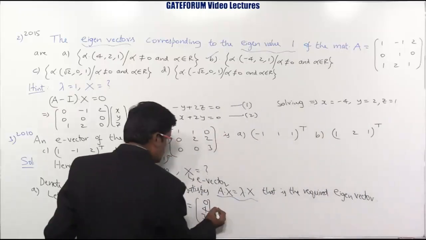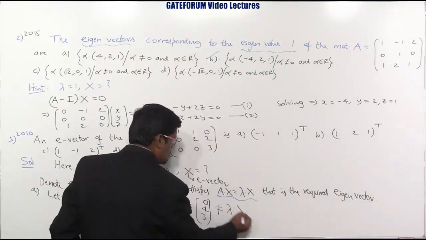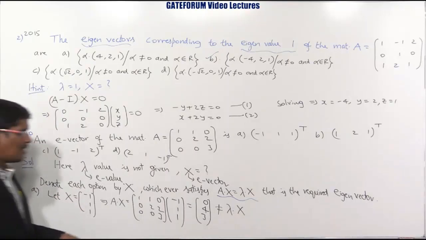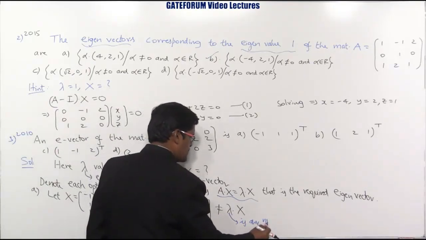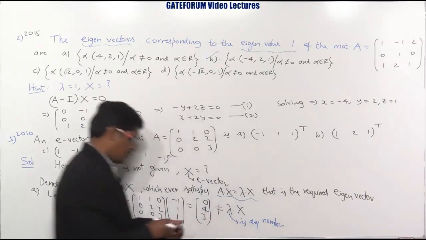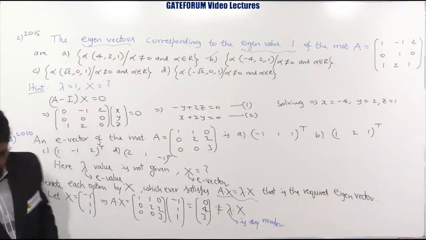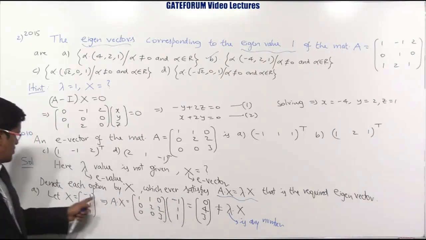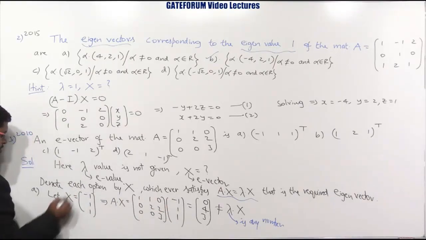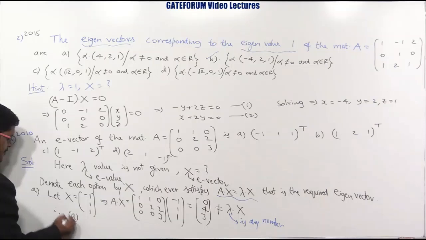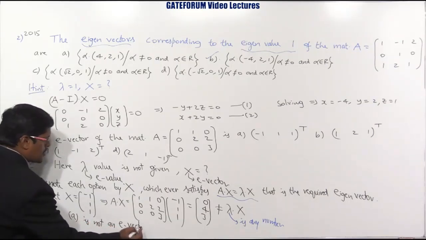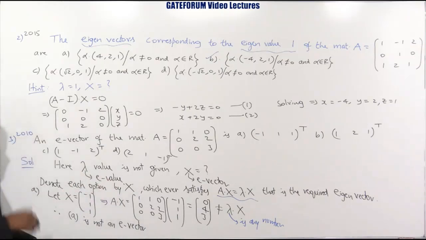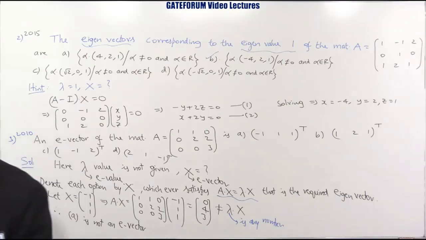So this is not equal to lambda into x. What is that x? Again, this x value. Lambda is any number into x. What is that x? I hope that you understand. The x value is nothing but this. So, therefore, option A is not an eigenvector. That means option A is not the answer. Okay, please copy. I will complete the rest after this option A in the next session.